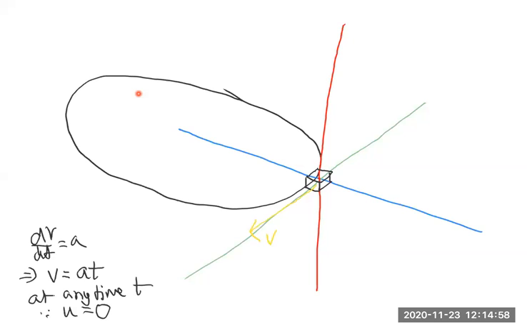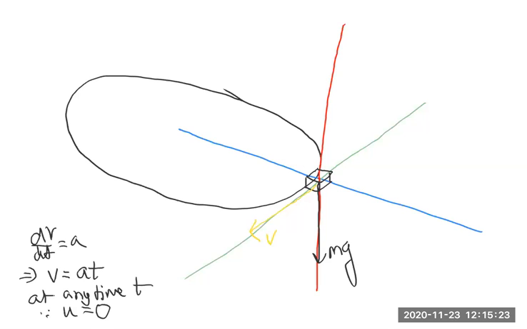Let me just draw that here. This is our mg. Okay? Where will the normal reaction be? Where is the normal reaction on the car?